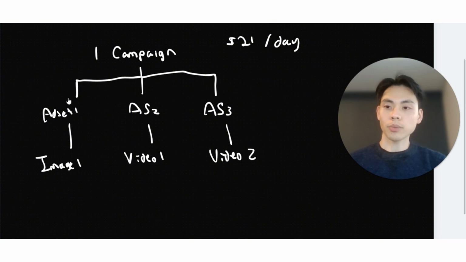Video 2. So the way that I would do this is 21 divided by 3 is 7. So I'd have $7, $7, $7. Each of these is different. And that way you can see which ad set is doing the best.